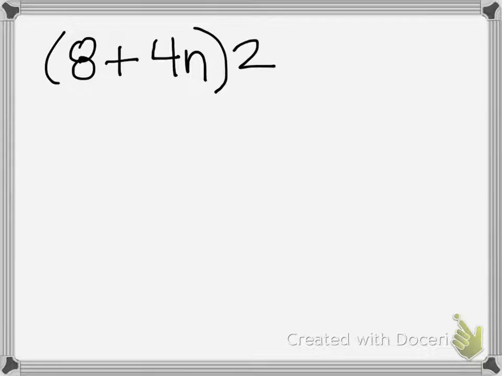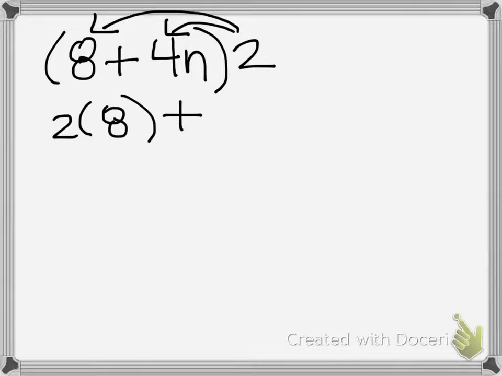You can also use the distributive property to rewrite or simplify algebraic expressions. So for example, we have 8 plus 4n, times 2. If I were to rewrite this expression to simplify, I would need to use the distributive property to distribute whatever is outside the parentheses to both parts inside the parentheses. And when I'm distributing, I'm multiplying. So the 2 is going to be multiplied by the 8.